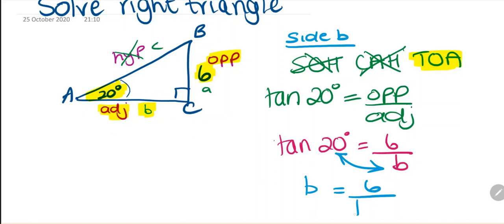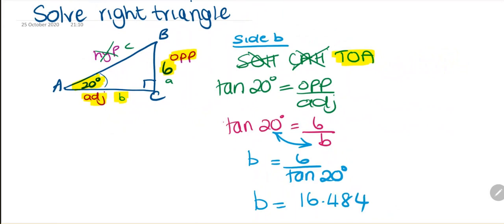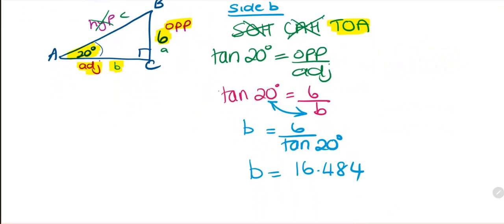And I can put this into my calculator. So B is 16.48, and I'm going to just round this to the nearest tenth. So that is going to be 16.5.